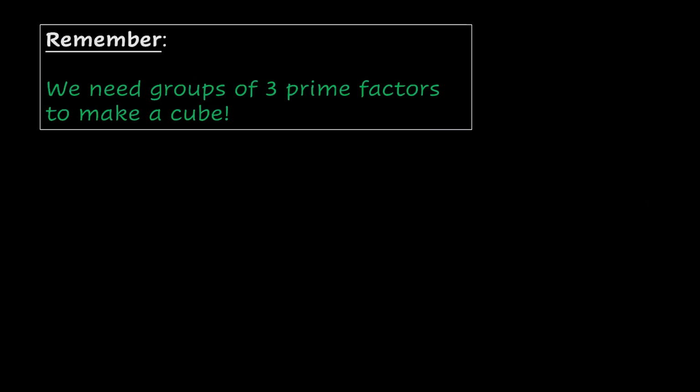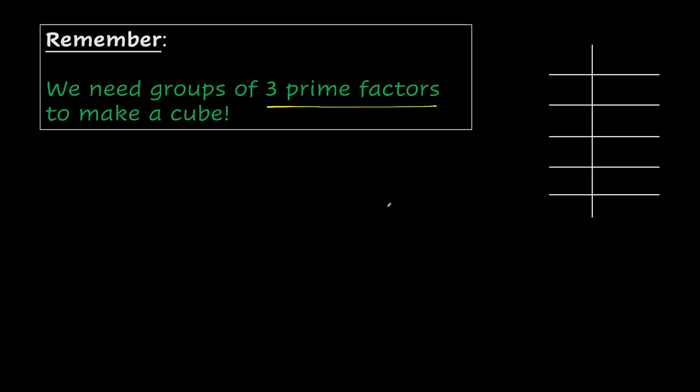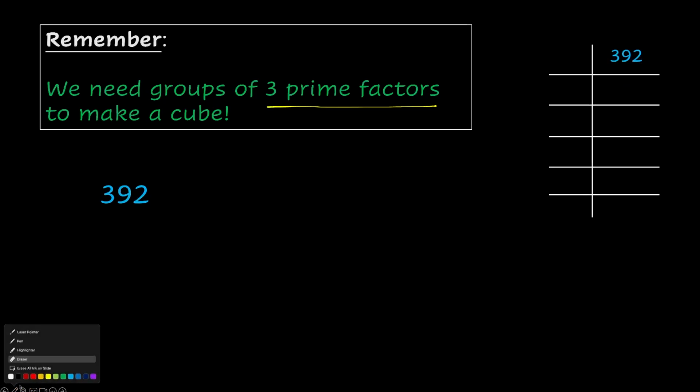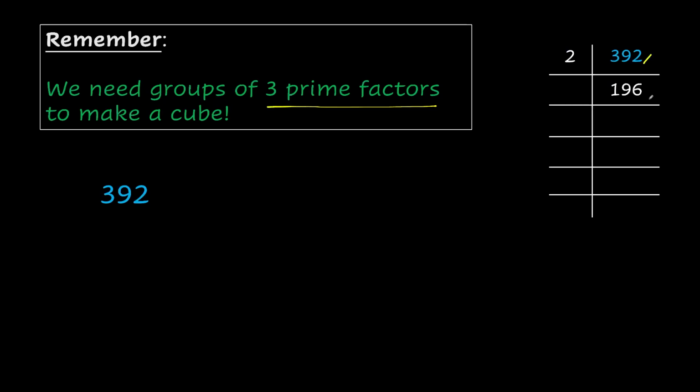Remember that to make a cube, we need groups of 3 prime factors. So let's take a number like 392. Let's try and find the prime factors. For 392, we'll likely start with 2, as it is an even number. So that's 2, and we have 196, even again, so 2. 98, even again, so 2. 49, that is 7 squared. So 7 times 7 is 49.